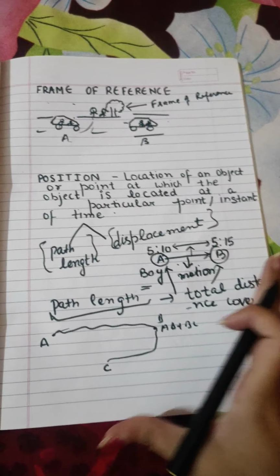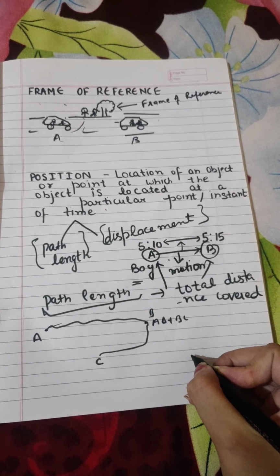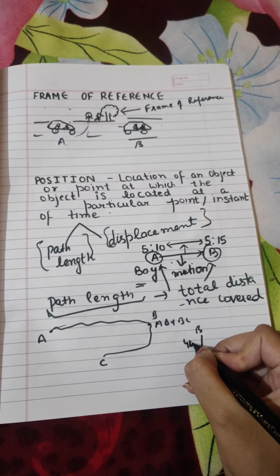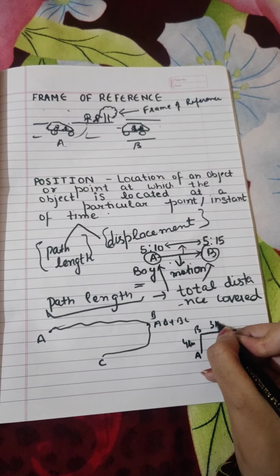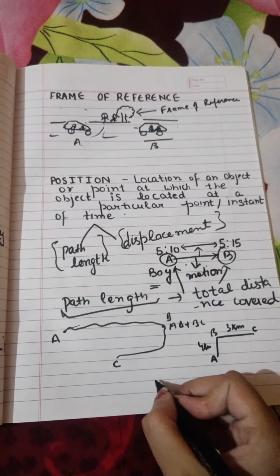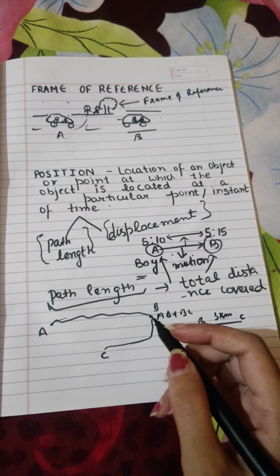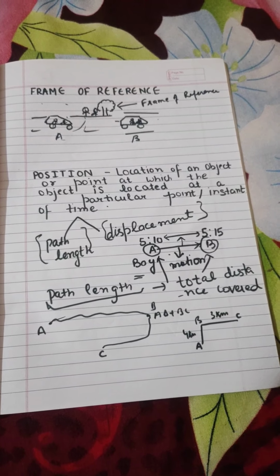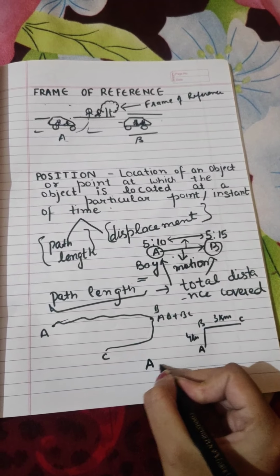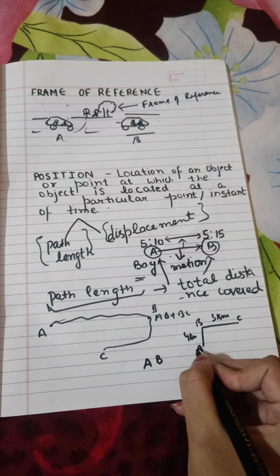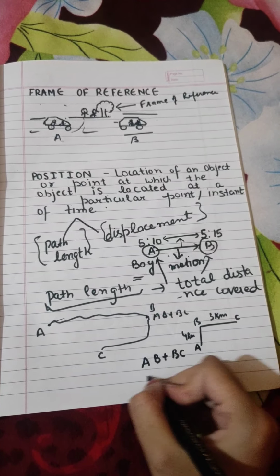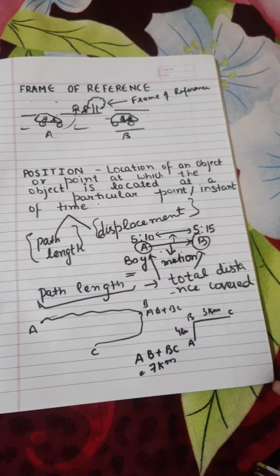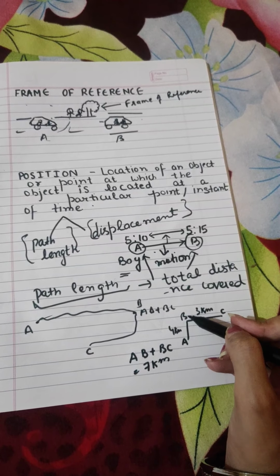Let's try to understand it with the help of an example. Let's say there is a person, he moved 4 kilometers from point A to point B, and then he moved 3 kilometers from point B to C. So what is his path length going to be? Path length can also be termed as distance. Basically, path length and distance mean the same thing. You can either use the term distance or path length. So my path length is going to be AB plus BC, right? It's going to be 7 kilometers.